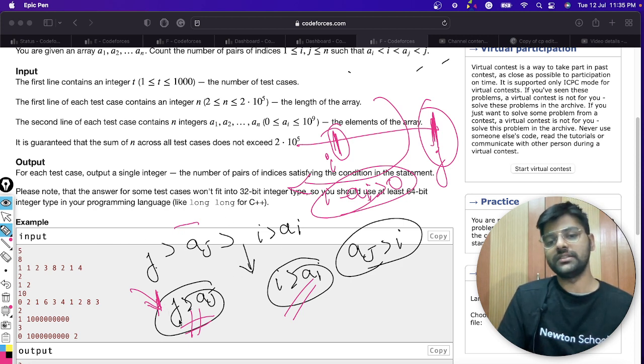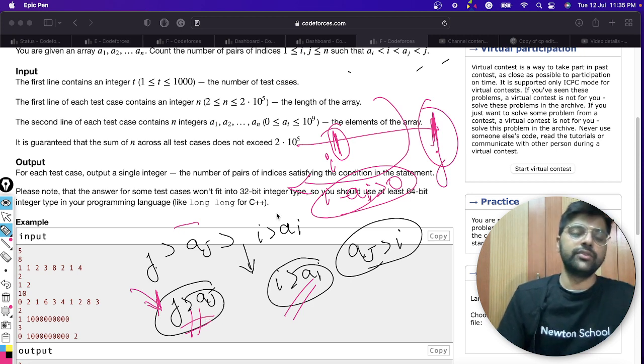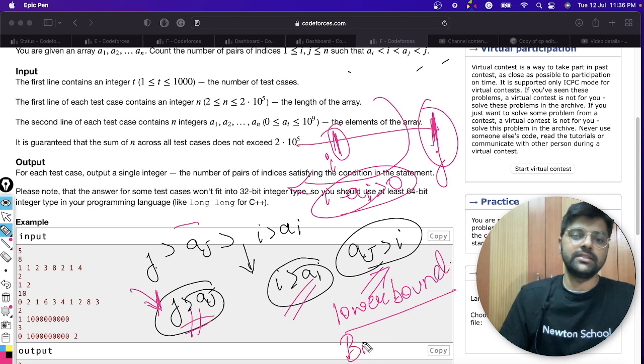If the condition does not hold, then this data point is of no use. So we maintain how many indexes satisfy this condition. Then we only need to check aj greater than i, using lower bound, or binary search. This finds the answer in log n time.